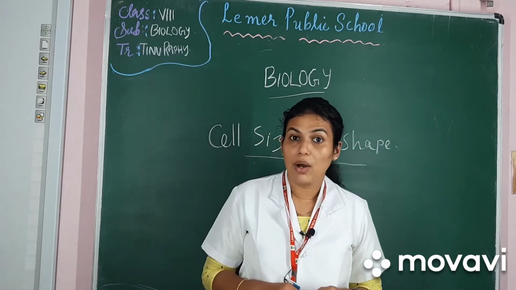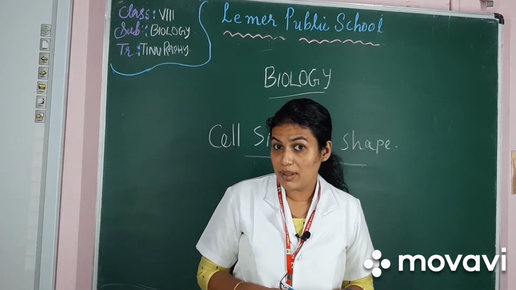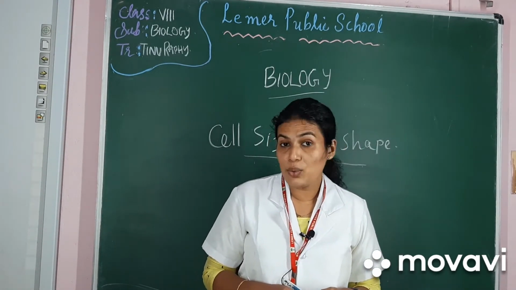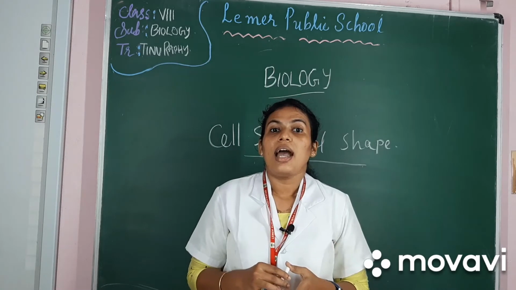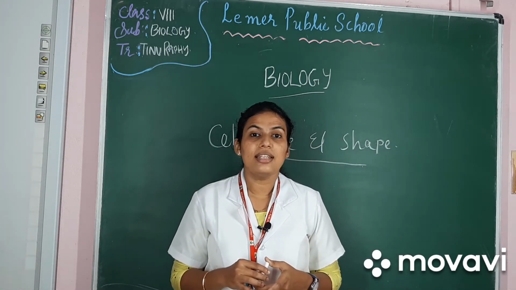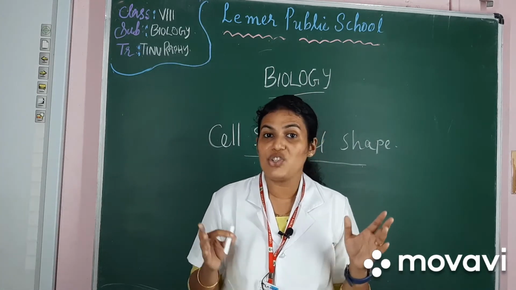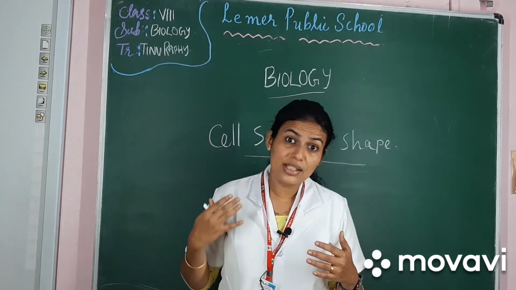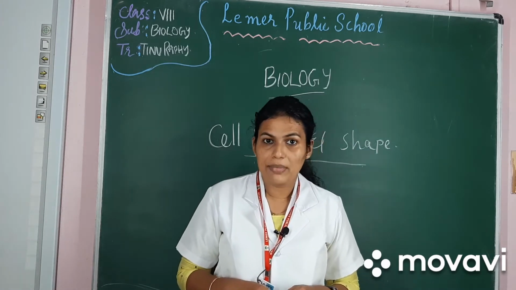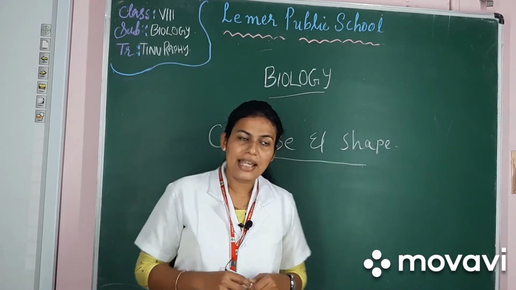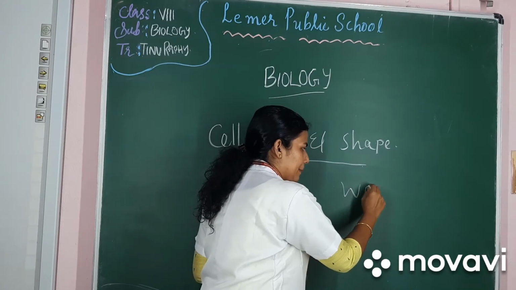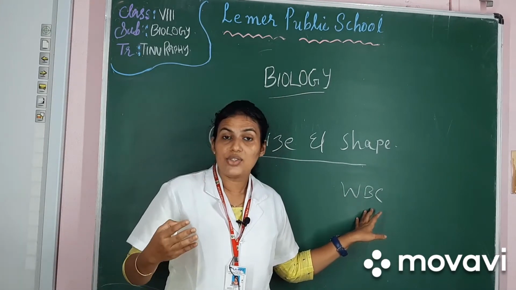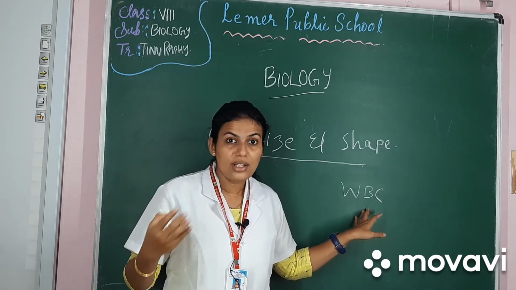And we have learned about amoeba. What is the peculiarity of amoeba? Yes, amoeba is a single unicellular organism, and in lower classes we learned that the amoeba cell doesn't have a proper shape. That means there are a few cells which keep on changing their shape, and amoeba is an example. Another example is WBC. WBCs show change in cell shape based on the function they perform.